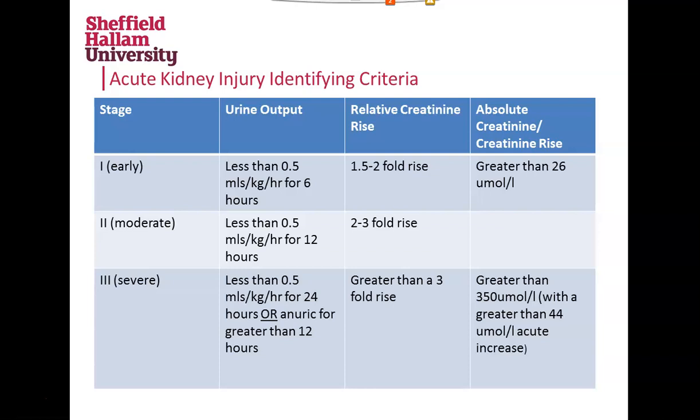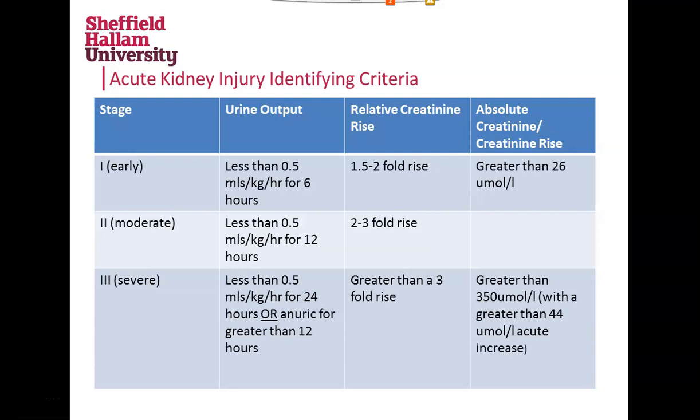So has it gone up by more than 1.5 from what it was? So if the creatinine was 10 and now it's become 25, that would be a 1.5 increase. We can also look at an absolute creatinine, so what the actual creatinine level is, if we haven't got the ability to look at what the previous one had been for that particular patient. We're basically just looking to see if the creatinine is more than 26.